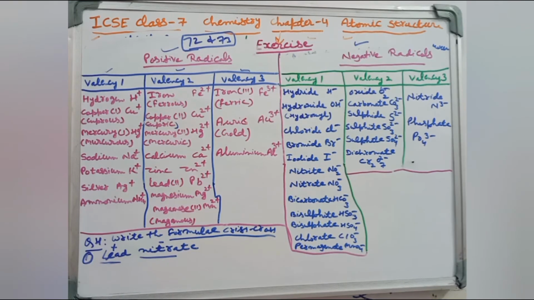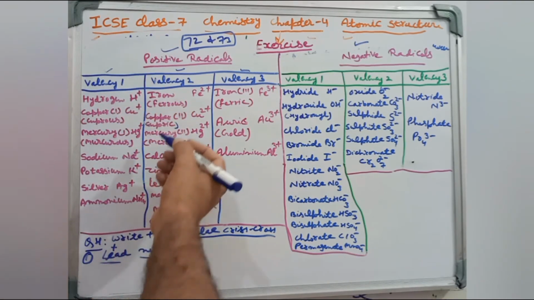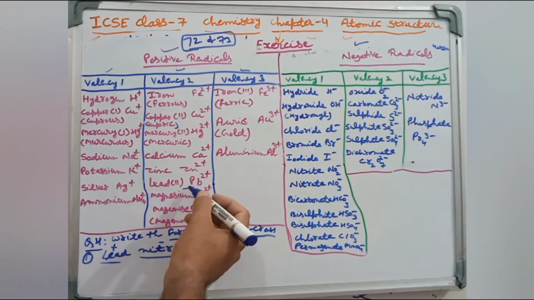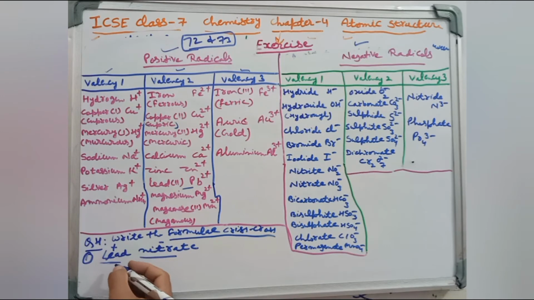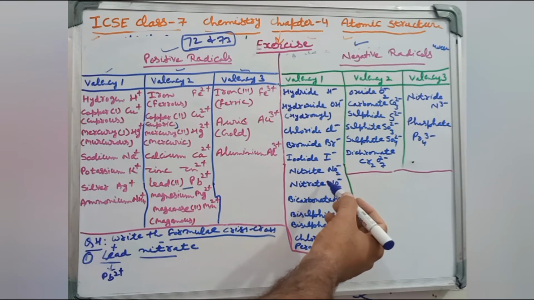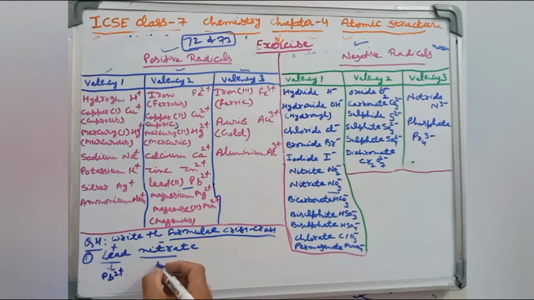Now, as you know, lead is positive, so you will look in the positives. Where is lead written? Lead is written here, Pb2+. We will write Pb2+ here, and see nitrate in the negatives. Where is nitrate? Nitrate, NO3 minus.